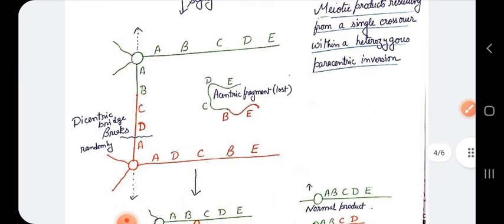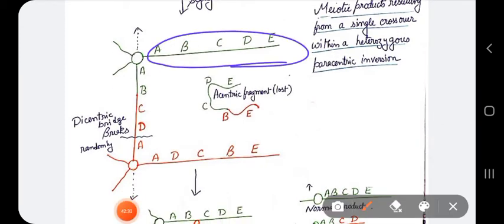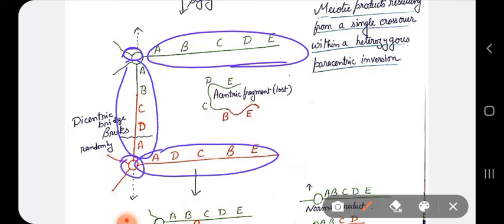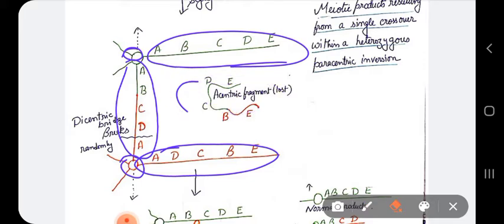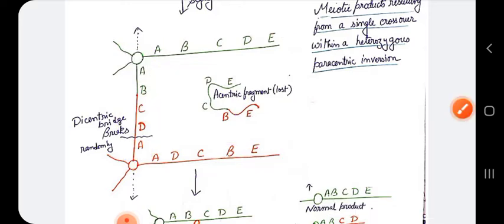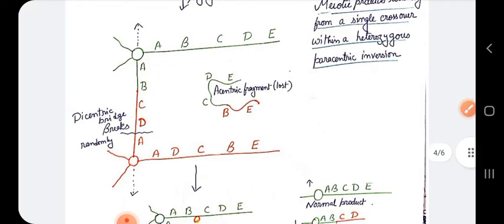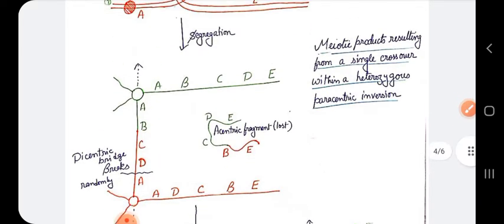A dicentric bridge will be observed. You can see here that this arm is joined by a centromere, and this is another centromere joined by this arm and this arm. And you also get an acentric fragment. This fragment will eventually be lost from the chromosome because this fragment does not have any centromeric region. This one, right?